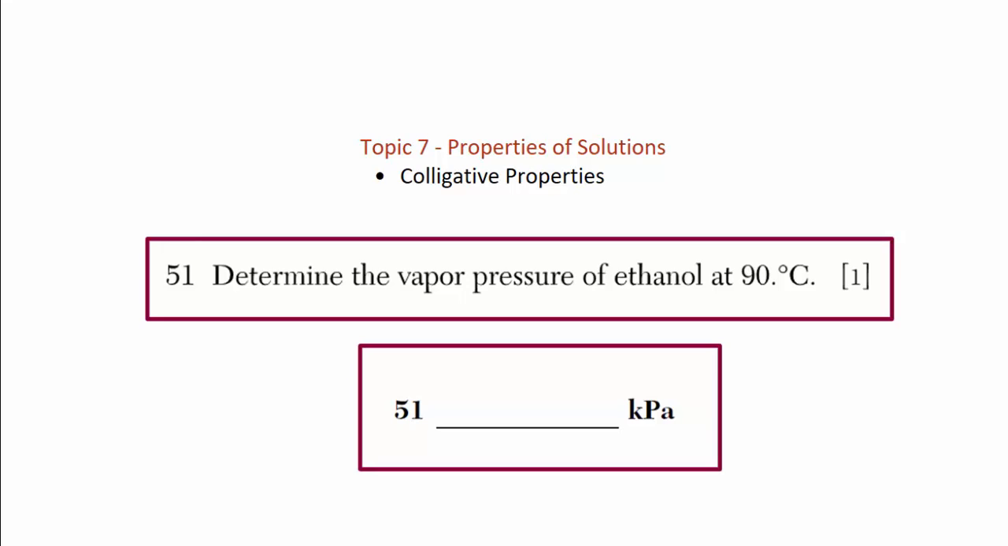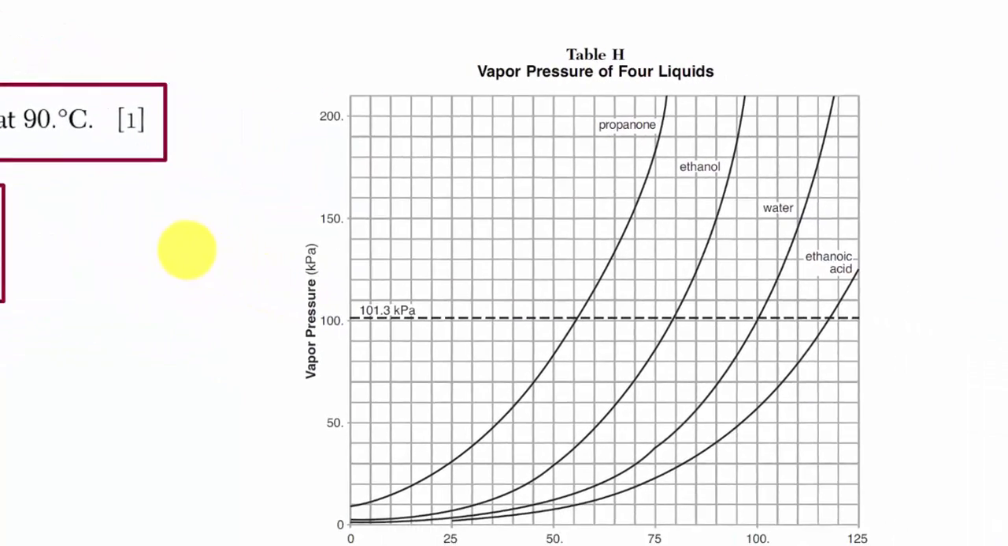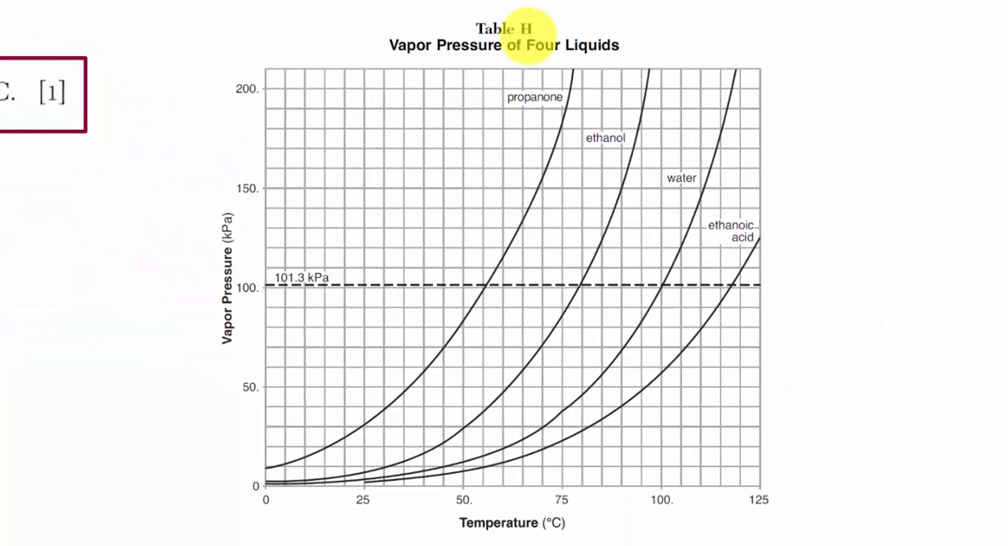Question 51. Determine the vapor pressure of ethanol at 90 degrees Celsius. To do this, we need to look up the vapor pressure of ethanol at 90 degrees Celsius using Table H. So we'll bring in a section of the reference tables. This is Table H. We're looking for ethanol, so we're going to focus on the ethanol portion of the graph.